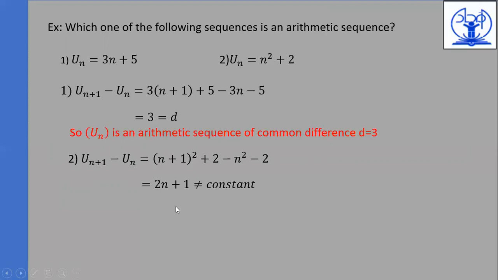By the way, whenever the general term is in the form a n plus b, then for sure it's arithmetic with common difference a. Any expression for any sequence which is not linear, which is not a n plus b, means this sequence is not arithmetic.